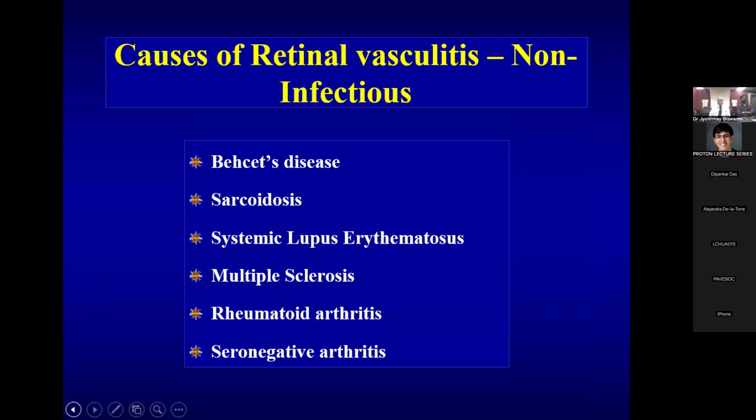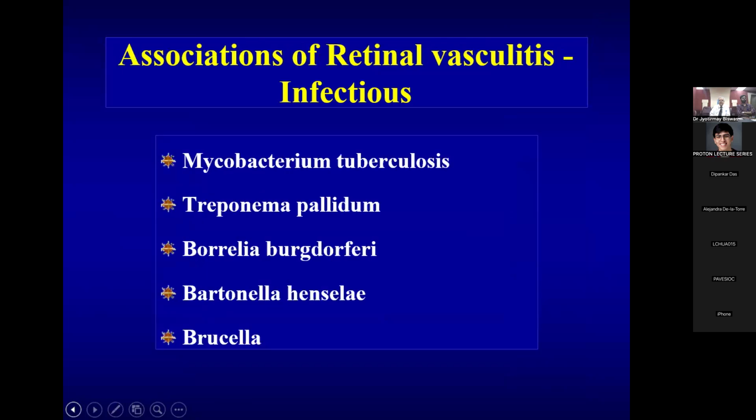Causes of retinal vasculitis: non-infectious causes are Behçet's disease, sarcoidosis, systemic lupus erythematosus, multiple sclerosis, rheumatoid arthritis, seronegative arthritis. Whereas the infectious causes of retinal vasculitis include predominantly Mycobacterium tuberculosis and Treponema pallidum, and rarely Borrelia burgdorferi, Bartonella, and Brucella.